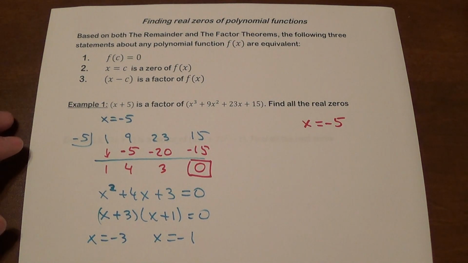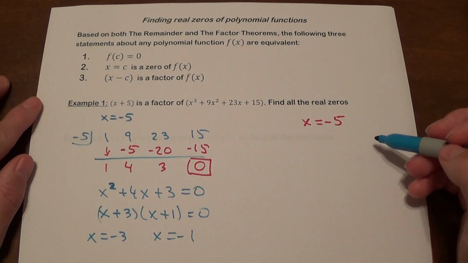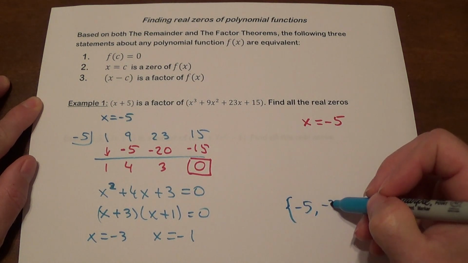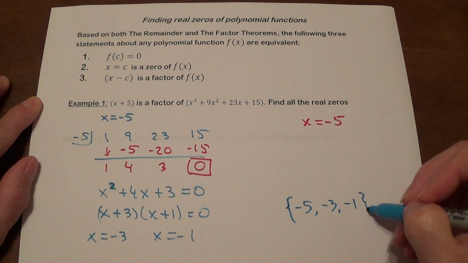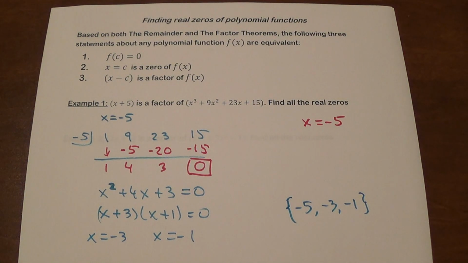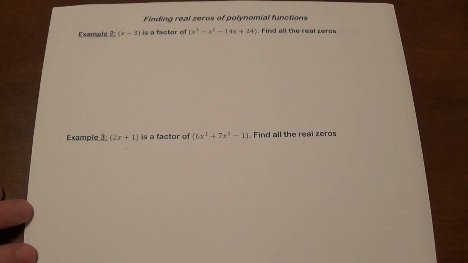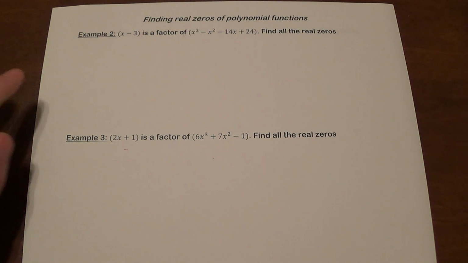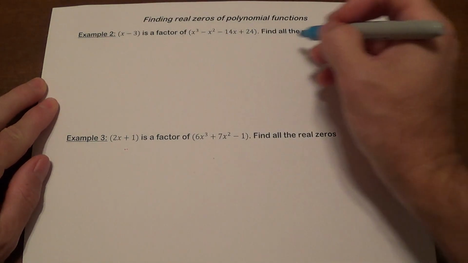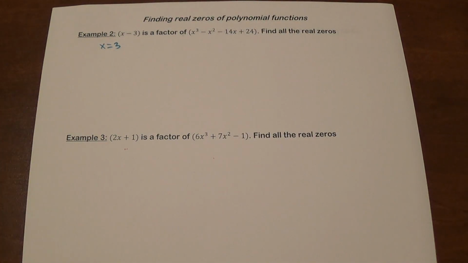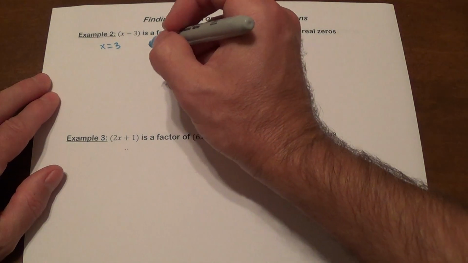So our solution set is going to consist of three numbers: -5 that we had here, and also -3 and -1. In any order you want, you can write them. Okay, moving on. Here's example 2. We have x minus 3 given to us as a factor of this polynomial. So that means x equals 3.